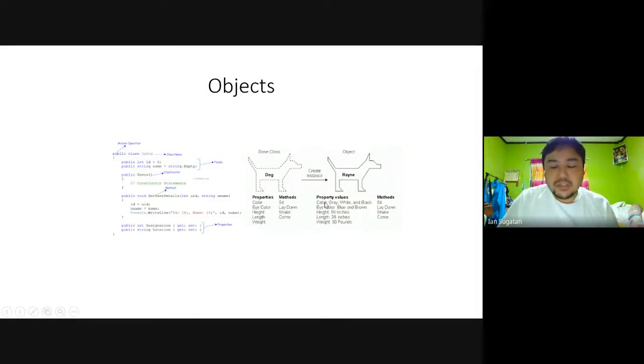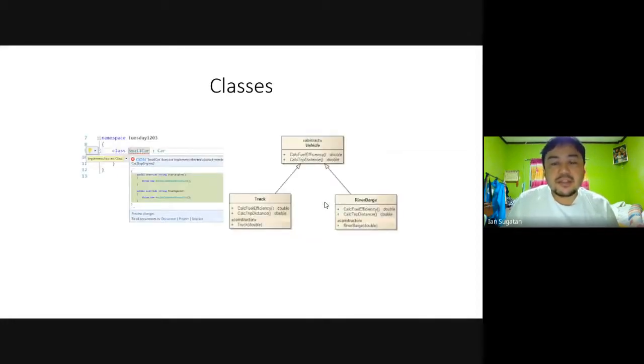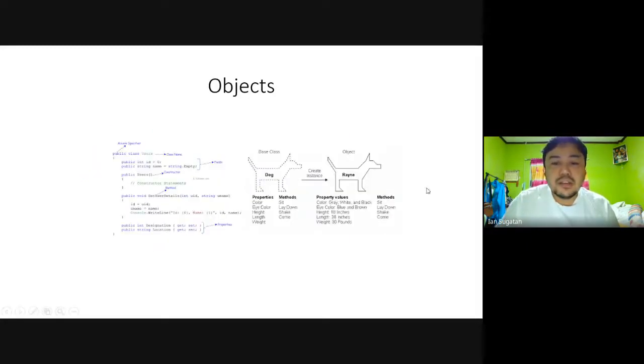You will notice the differences and similarities of classes from objects. So for classes, it reflects the values of their attributes being done for objects. For objects, it has a base class and it has an object.